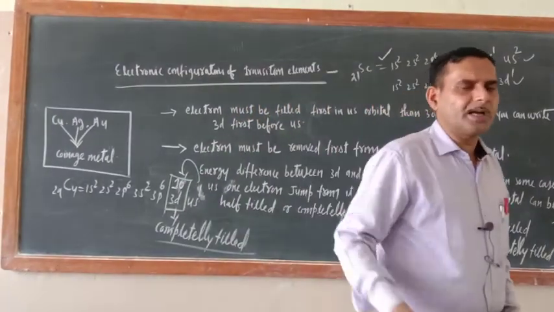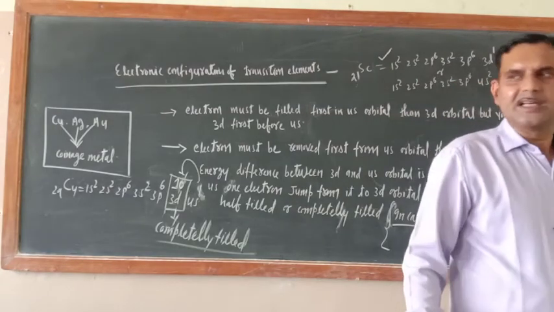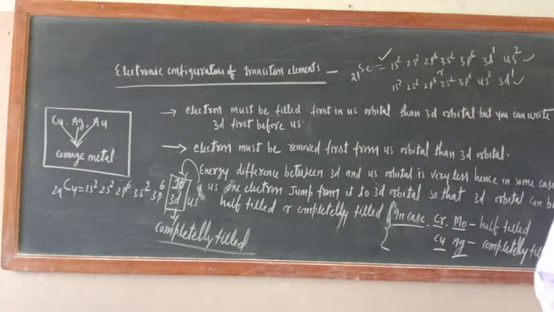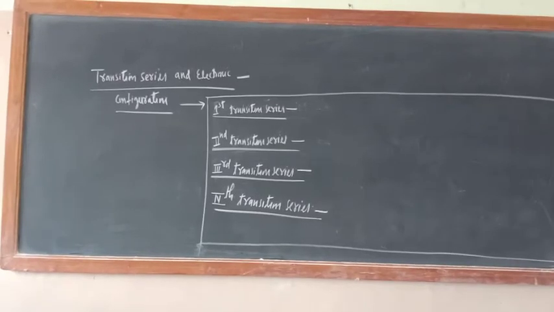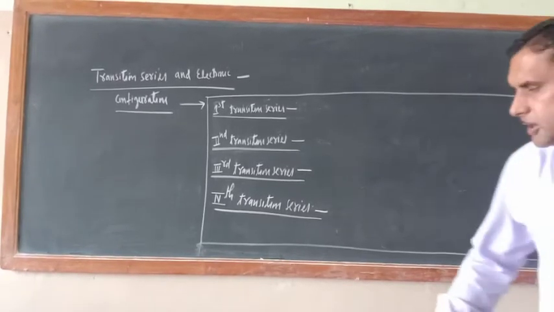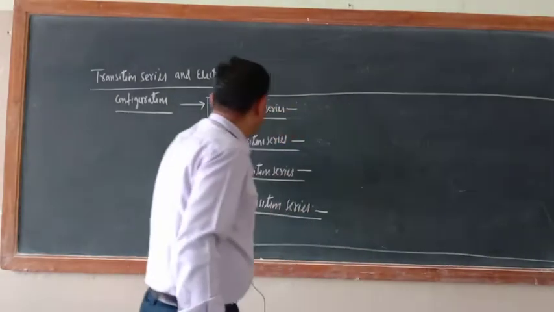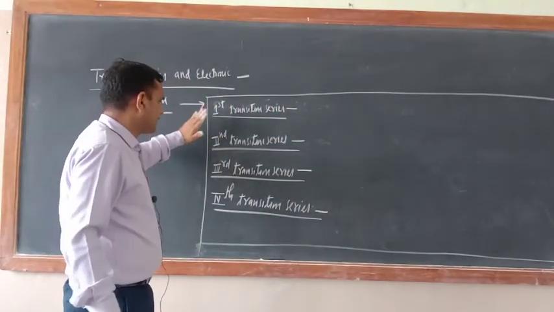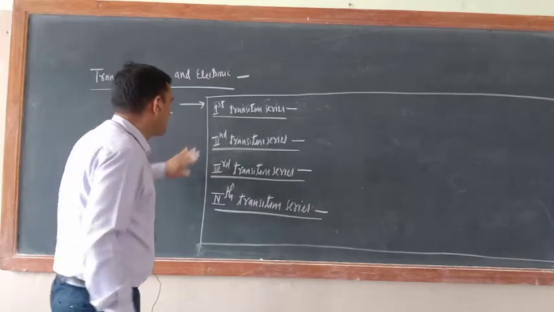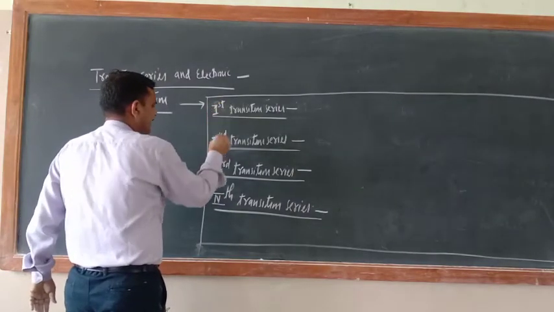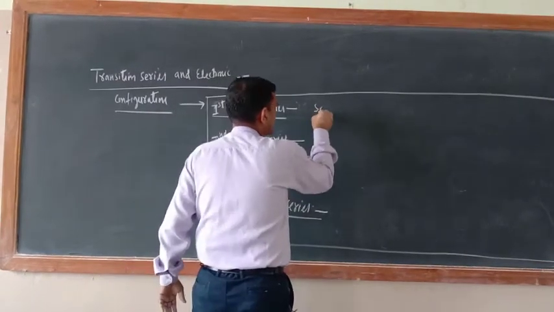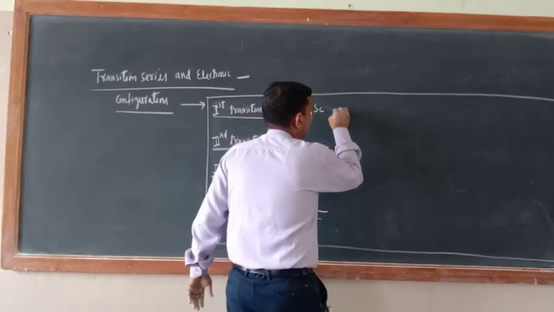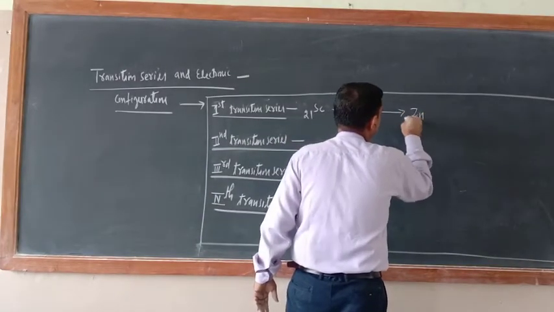Now I will move to the classification of transition elements, that is, into transition series. So dear cadets, just see here, transition series and their electronic configuration. So the entire transition elements are classified into 4 transition series: first, second, third and fourth. The first transition series starts with scandium 21 and goes up to zinc 30.